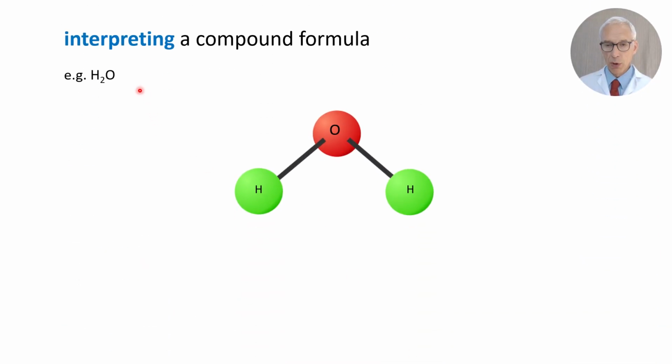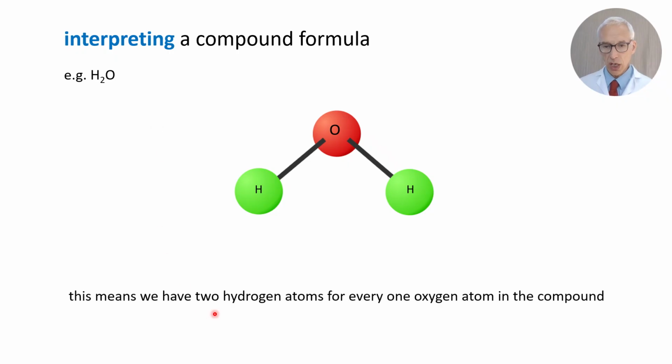So looking at the formula for water, H2O, this means we've got 2 hydrogen atoms for every 1 oxygen atom in the compound. So the 2 for hydrogen is written as a subscript following the symbol. For oxygen, we don't bother to write a 1, we just write the symbol. So that 2 applies to the hydrogen. There are 2 hydrogen atoms. There's 1 oxygen atom.